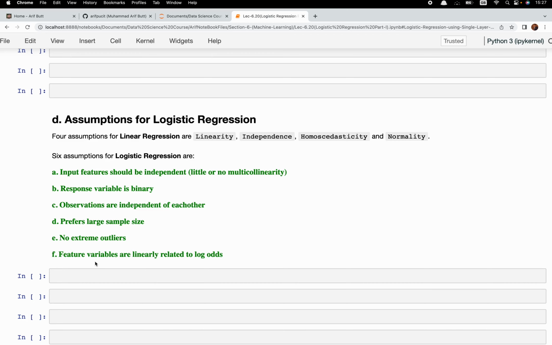Well, don't worry, my dear students, how to check these assumptions and what to do if any of these assumptions is not met will be discussed in the due course of this and upcoming lectures on logistic regression, inshallah.